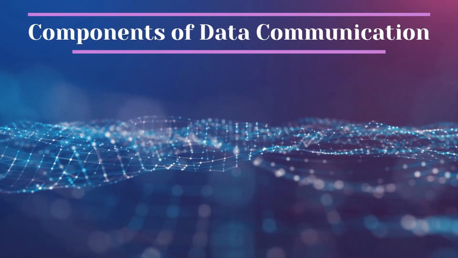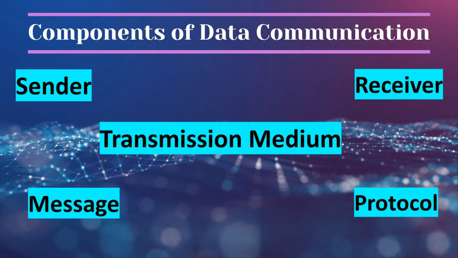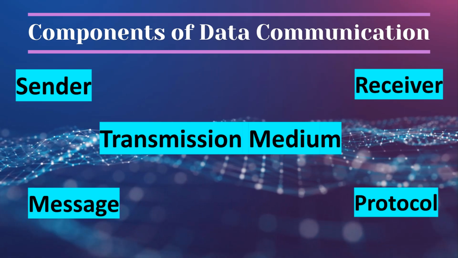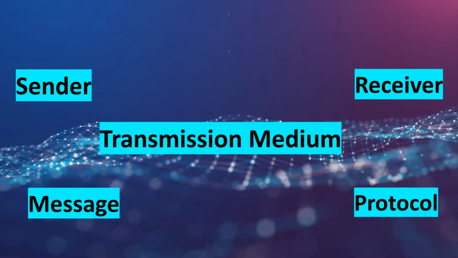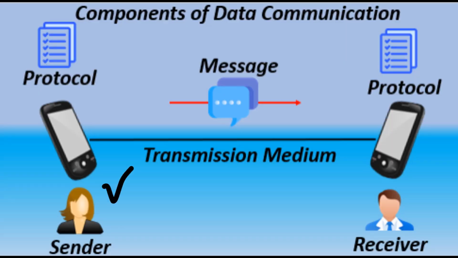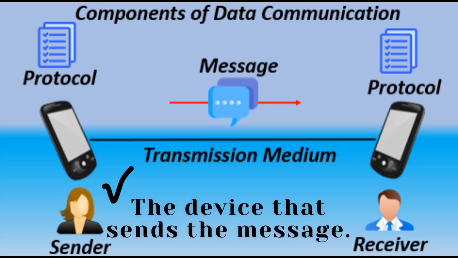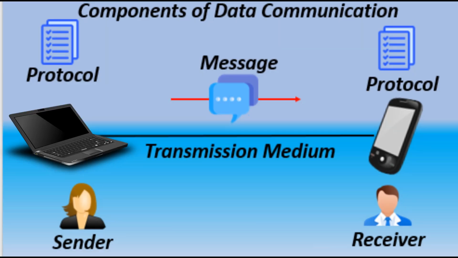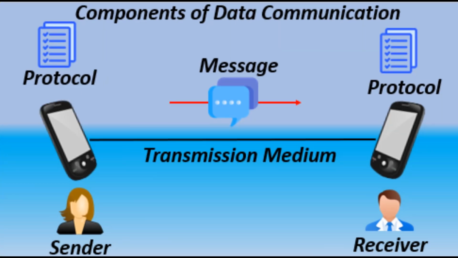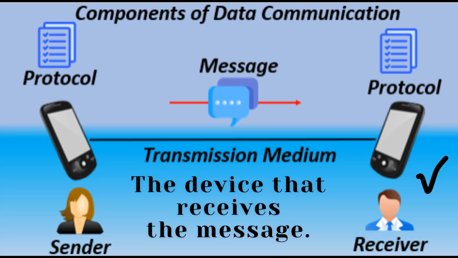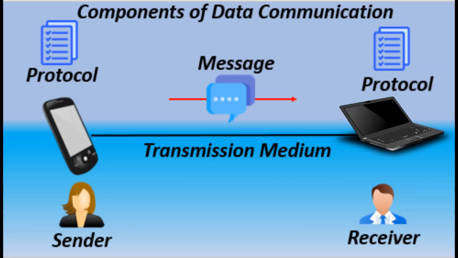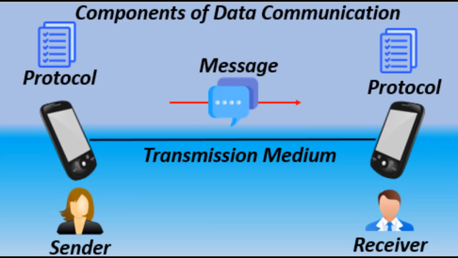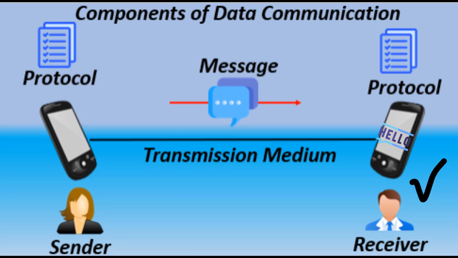Let's see the components of data communication. To make digital communication possible, 5 key components must work together like a team. Sender. The device that sends the message either locally or globally. It can be a computer, workstation, video camera, or mobile phone. Example, your phone when you send a WhatsApp message. Receiver. The device that receives the message. It can be a computer, workstation, television, or mobile phone. Example, your friend's phone when they receive your WhatsApp message.